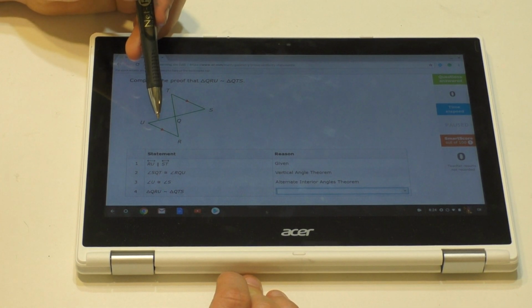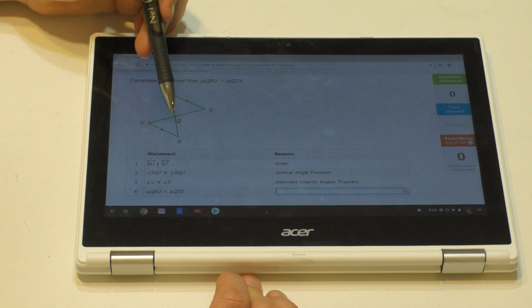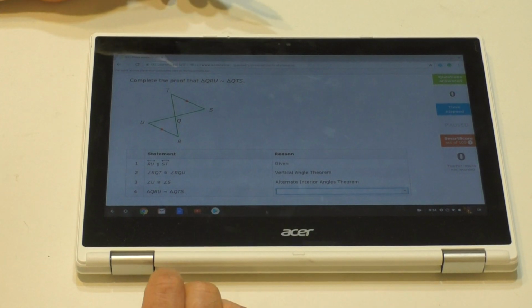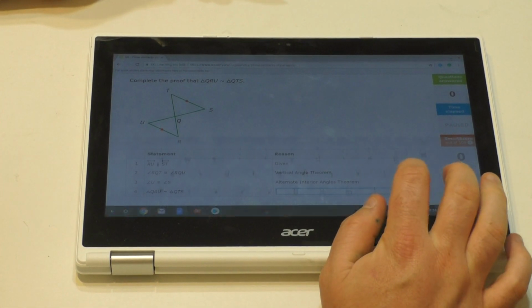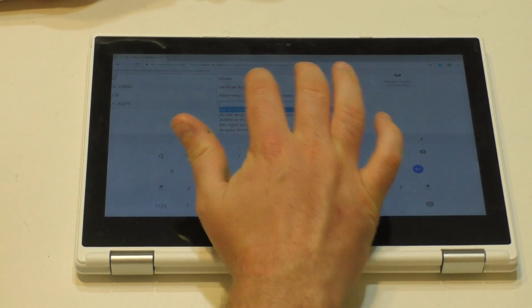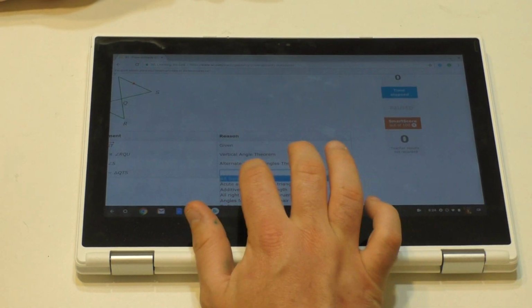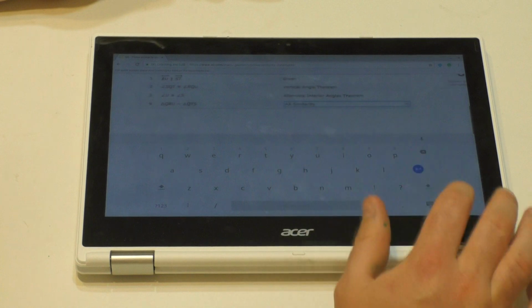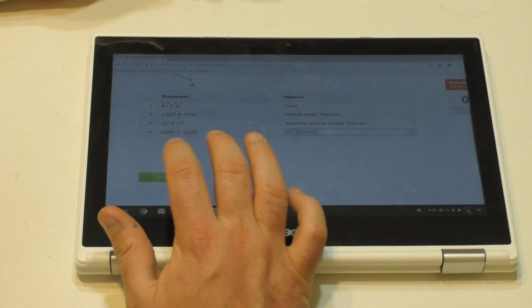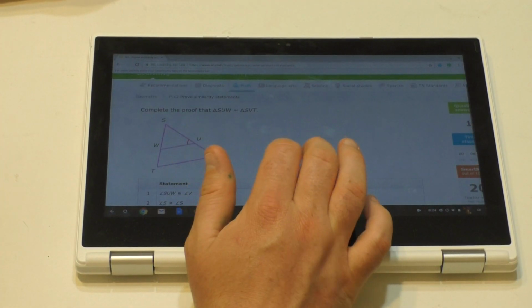Well, if you look, that means I've got this angle equal to this angle equal to this angle. I've got two angles that are the same. That means I'm going to have AA similarity. So let's choose that. If I choose that, hit submit. Great job, we got that one.